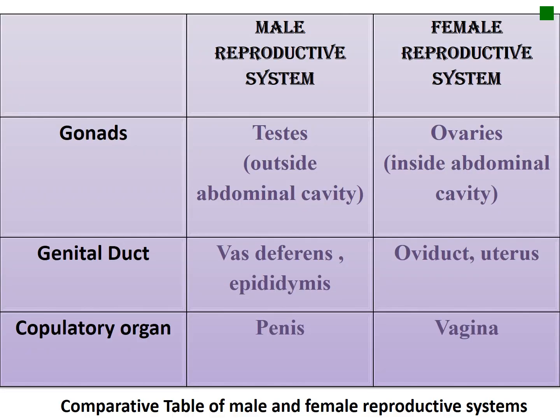This is a table of comparison between the male and female reproductive systems. The gonads in the male are called testes, outside the abdominal cavity, while they are ovaries, inside the abdominal cavity, in the female. The genital duct is the vas deferens and epididymis in the male, while in the female it's the oviduct and the uterus. The copulatory organ is the penis in the male and the vagina in the female.